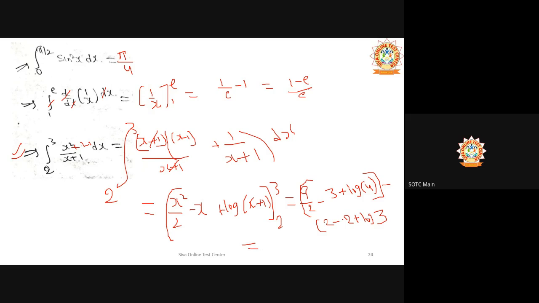So it will become this plus 2 minus 2 will get cancelled. 9 by 2 minus 3, it will come what? It is 3 by 2 plus log 4 minus log 3, that is log 4 by 3. This is your answer. 3 by 2 plus log of 4 by 3.